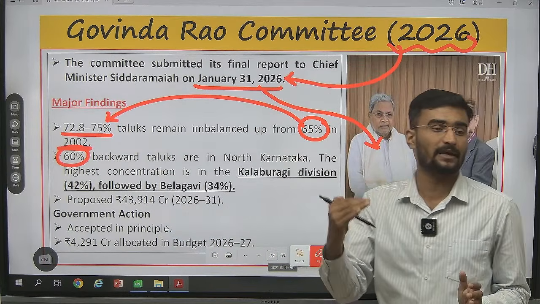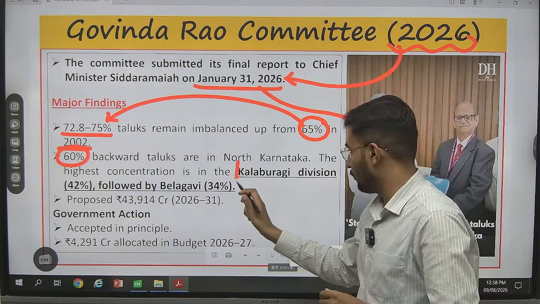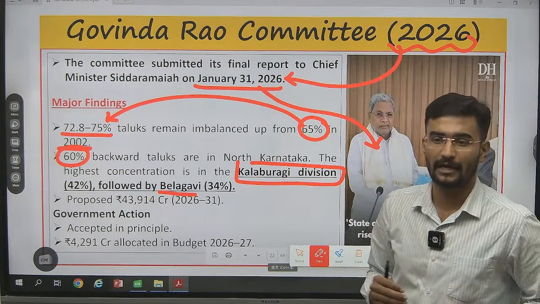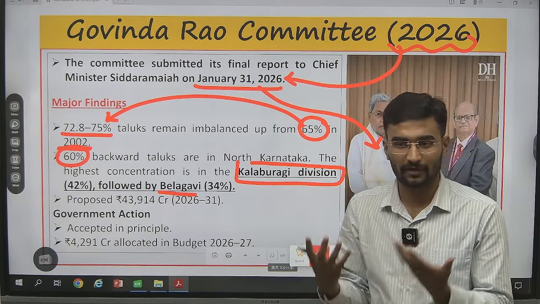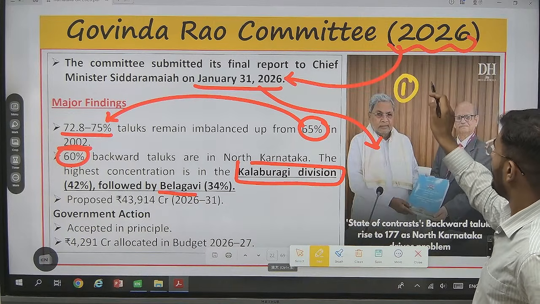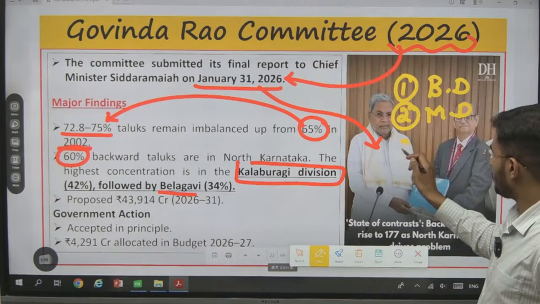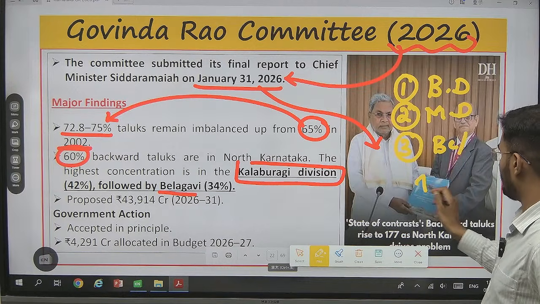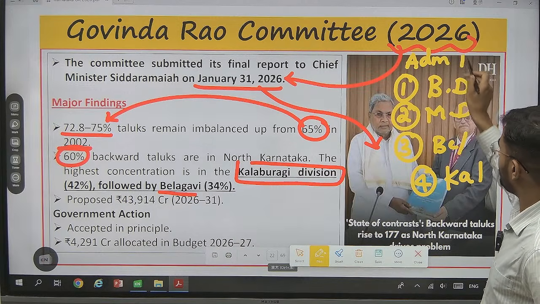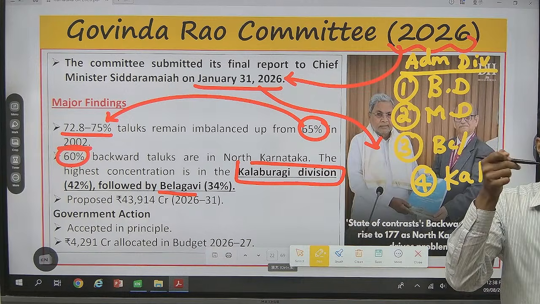Predominant backwardness, 60% backwardness is found where? Found in two provinces. One is Kalburgi division, followed by which division? Belagavi. Now how many divisions do we have in Karnataka? It has 4 divisions. Which 4 divisions? The first one is Bengaluru division. The second is Mysuru division. The third is Belagavi division. The fourth is Kalburgi. What are these? Administrative divisions. Thus we call them administrative divisions.